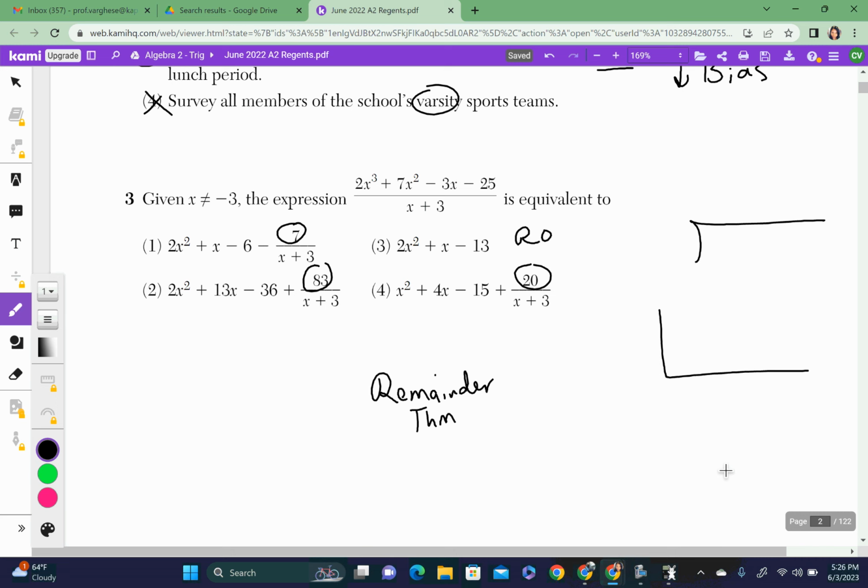So let me just show you how to use remainder theorem real quick. Remainder theorem says you set this equal to 0. So x plus 3, set this equal to 0. Subtract 3 from both sides, and you get x equals -3.